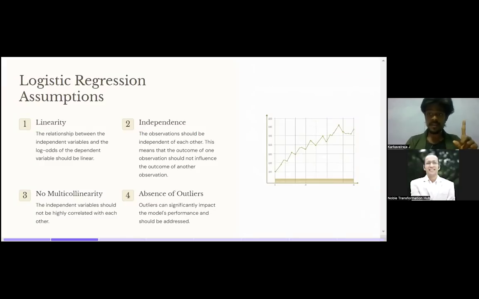In linear regression and multiple linear regression, there should be a linear relationship between the dependent and independent variables. But here, there should be a linear relationship between the independent variables and the log odds of the dependent variable.